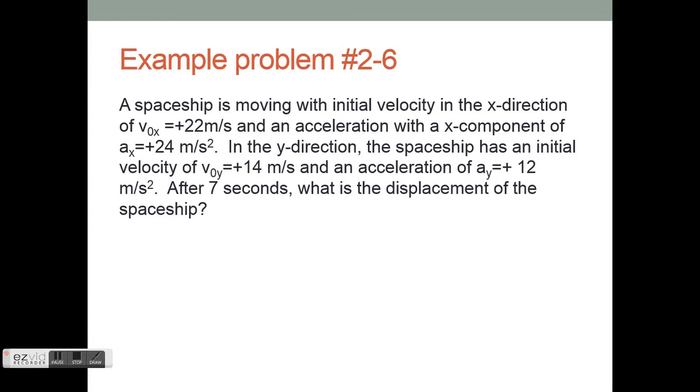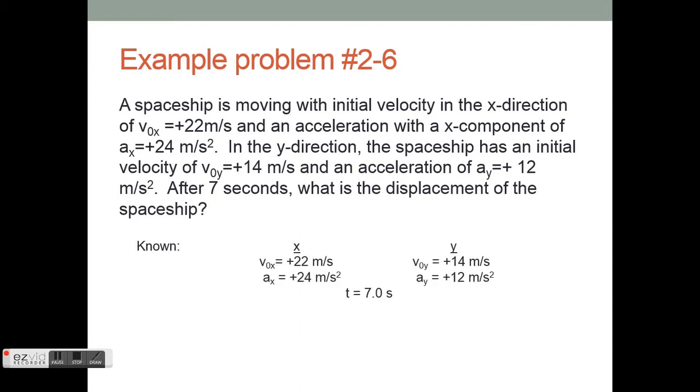So let's do a spacecraft problem and say that it has an initial velocity in the x direction of 22 meters per second, and an acceleration of 24 meters per second squared. And in the y direction, it's moving at an initial velocity of 14 meters per second and an acceleration of 12 meters per second squared. After 7 seconds, what is the displacement of the spaceship? Basically, how far has the spaceship traveled from where it started during those 7 seconds, and in what direction did it travel?